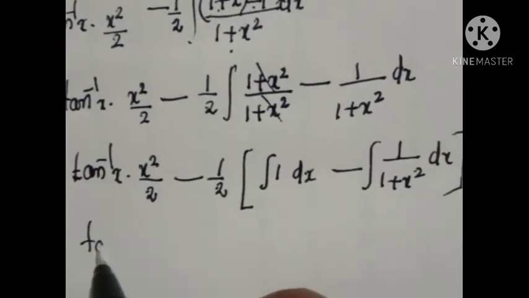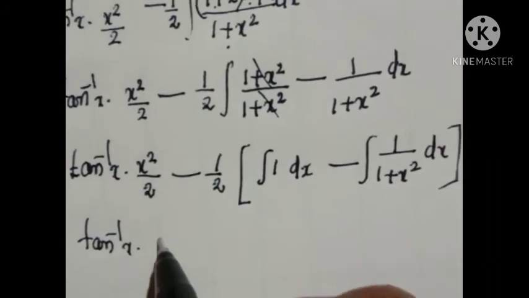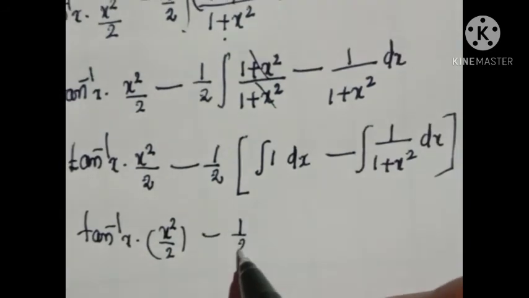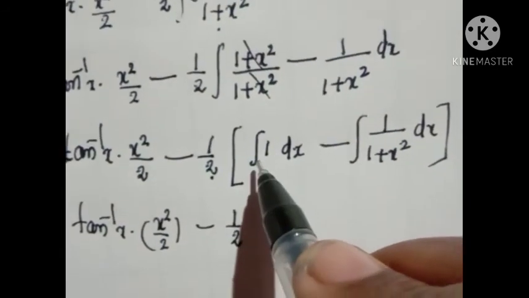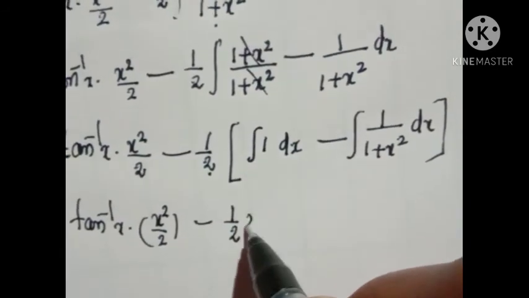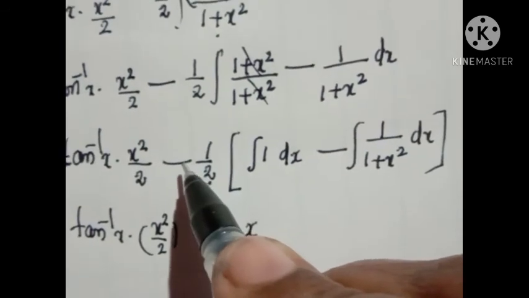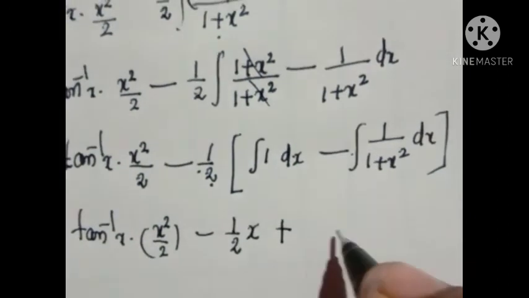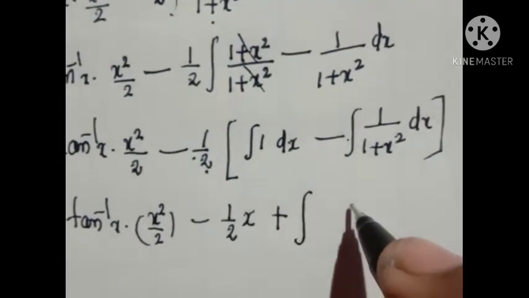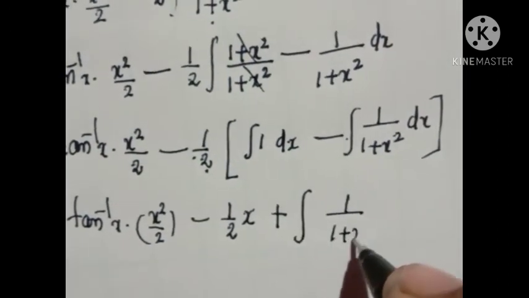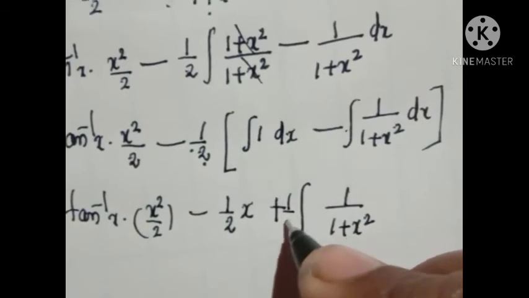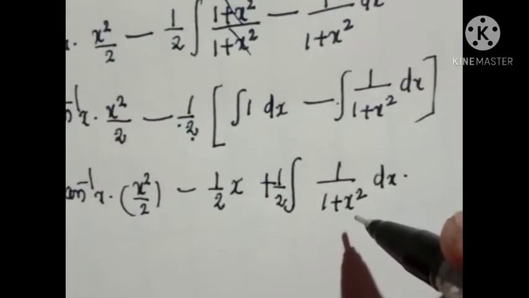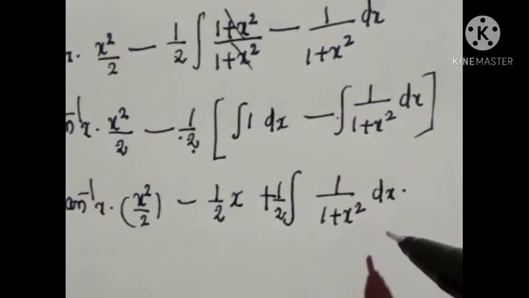So this is tan⁻¹x times x²/2 minus 1/2 into the integral of 1. What is the integral of 1? x. Now take this 1/2 to here, so minus into minus plus integral 1/(1 + x²). Here there is a 1/2 dx. Okay, integral 1/(1 + x²) dx.